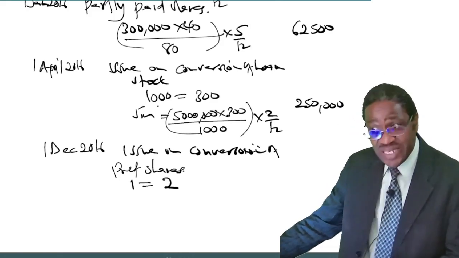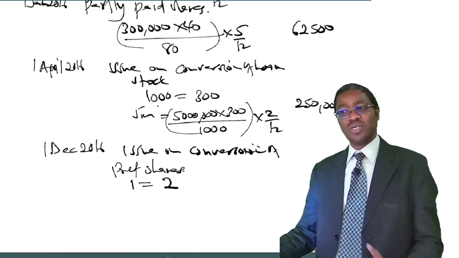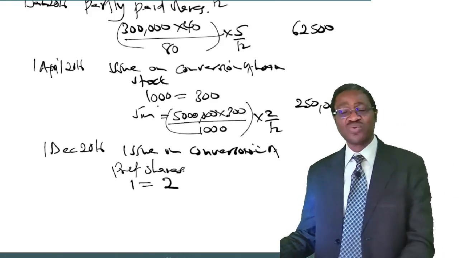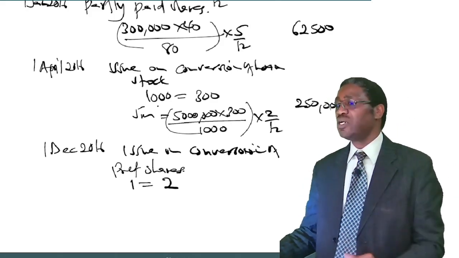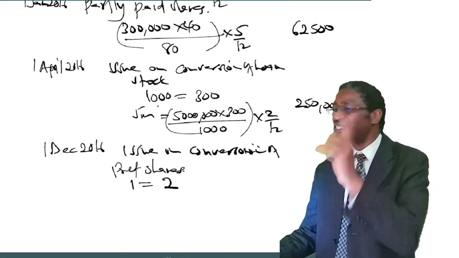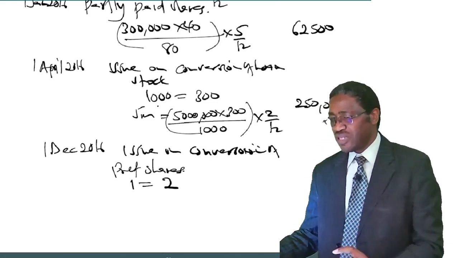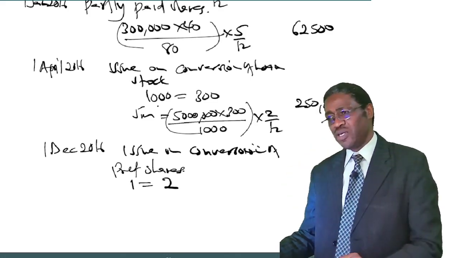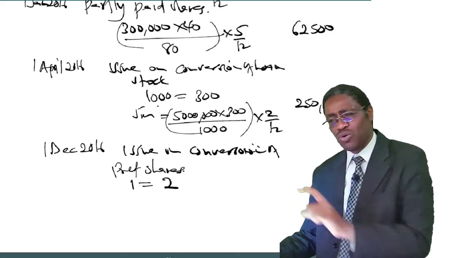That was a trick the examiner wanted to get you on. Some students will just rush and pick 600, which is wrong. Remember, 600 is the shillings. But therefore, if 600 shillings converted, you need to know how many shares converted.